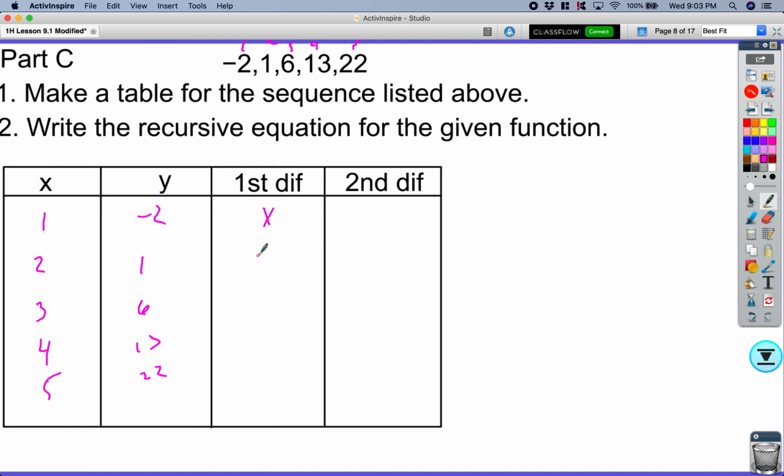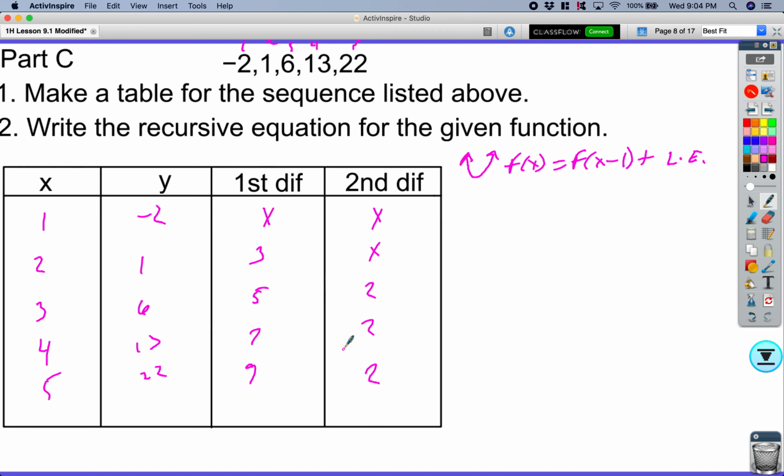Going from -2 to 1 is 3, 1 to 6 is 5, and you can see I go up by 7, and then I go up by 9. And when I find the constant second difference, from 3 to 5 is 2, 5 to 7 is 2, 7 to 9 is 2. Since it has a constant second difference, I know it's a parabola. So what we're going to do is f of x is equal to f of x minus 1 plus a linear equation.